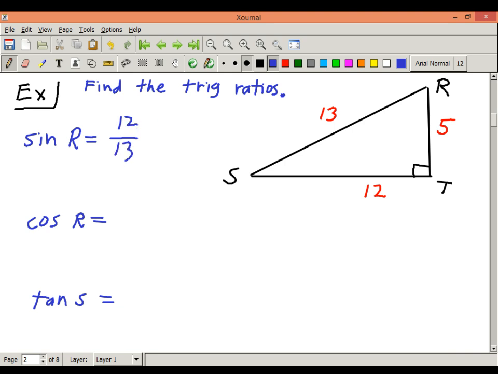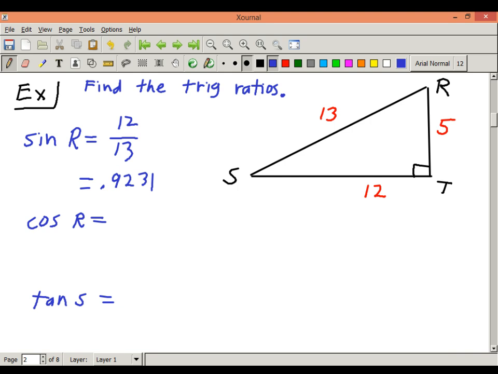12 over 13. And we can get a decimal for that also by dividing 12 by 13. So 12 divided by 13 is, I'm just going to round this off to 4 decimal places, 0.9231. That's what you're going to get. If you knew that angle, you could just plug that angle in your calculator and get that. But we're going to get that from a fraction.